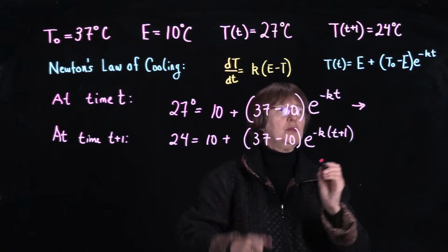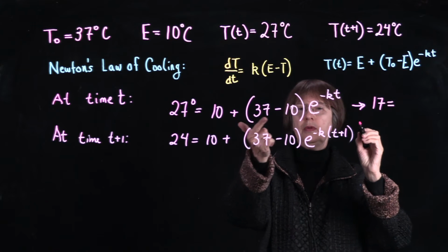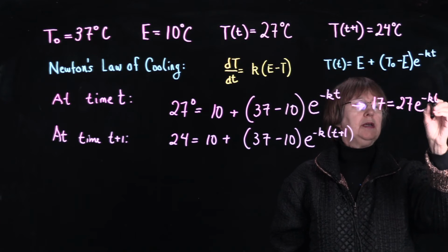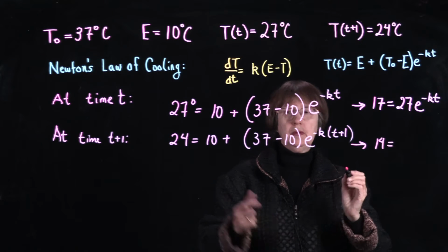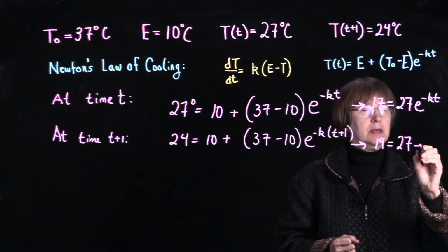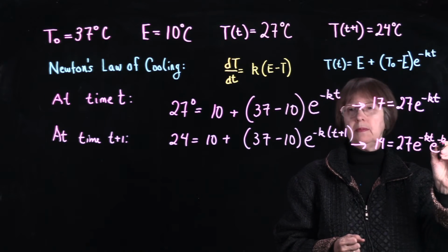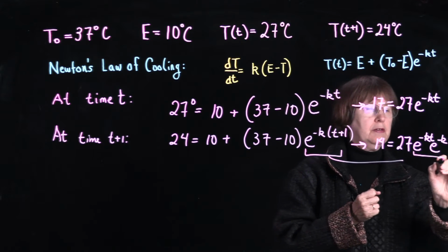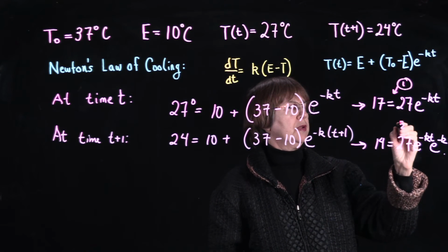Now let's simplify a little bit. Let's subtract 10 from both sides, and here we're going to get 17 is equal to, now the difference of this is 27 times e to the minus kt, and that's going to give us 14 is equal to 27. Now we're going to express this as e to the minus kt multiplied by e to the minus k. This has been expanded in order to give us these two terms. Let's call this equation 1, and let's call this one equation 2.